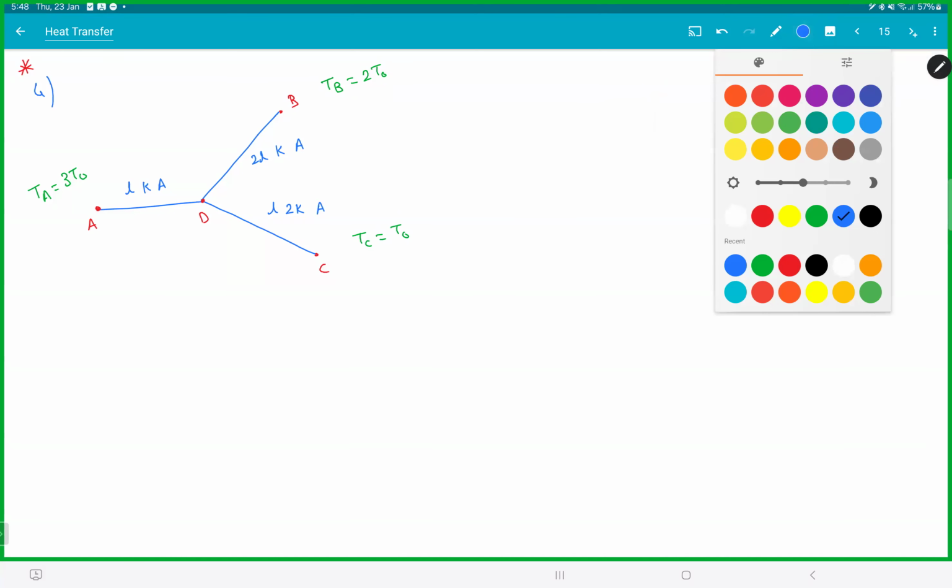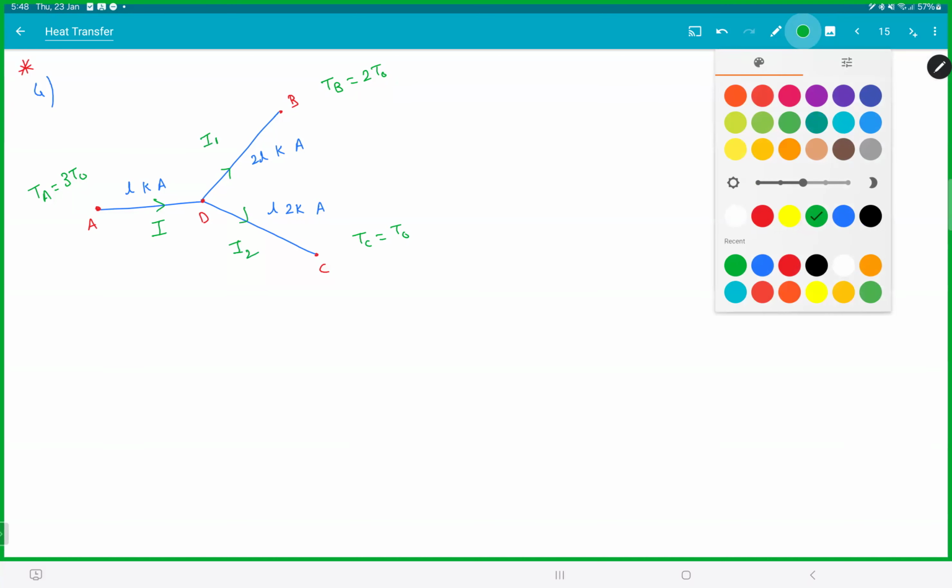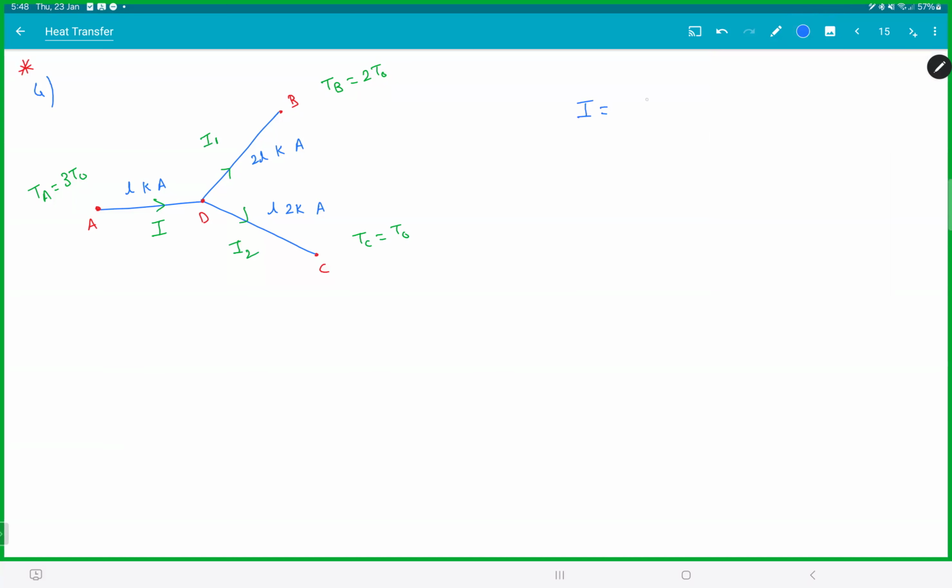So let's assume heat is going from A to D. Let's call it I. This would be I1. This would be I2. How? I don't know, I'll just assume. So I is equal to I1 plus I2. That much I'm sure. Whatever is going from A to D will split from D to B and D to C. That is my assumption. And now what is the heat? Heat is nothing but temperature difference by resistance.